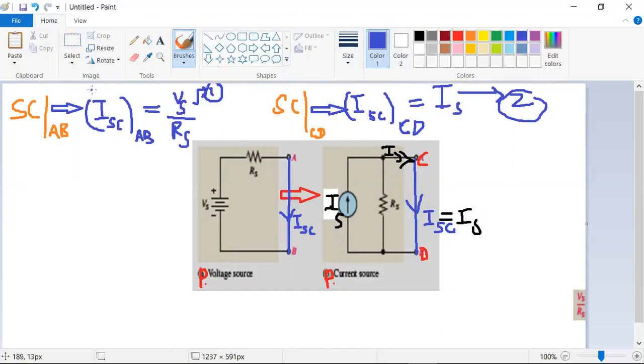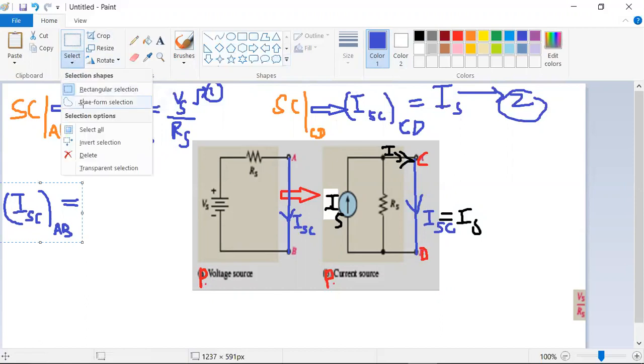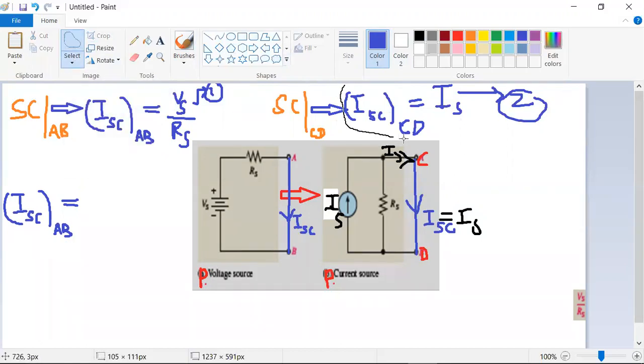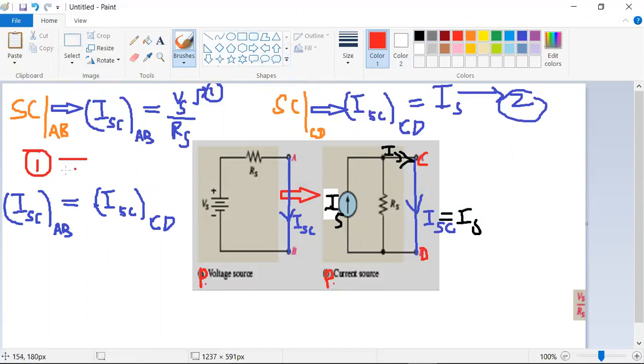Hence, what happened here? Isc of AB is equal to Isc of CD. What I did is simply equate equation 1 to equation 2. I name it an equivalent circuit, for making the equivalence balanced.